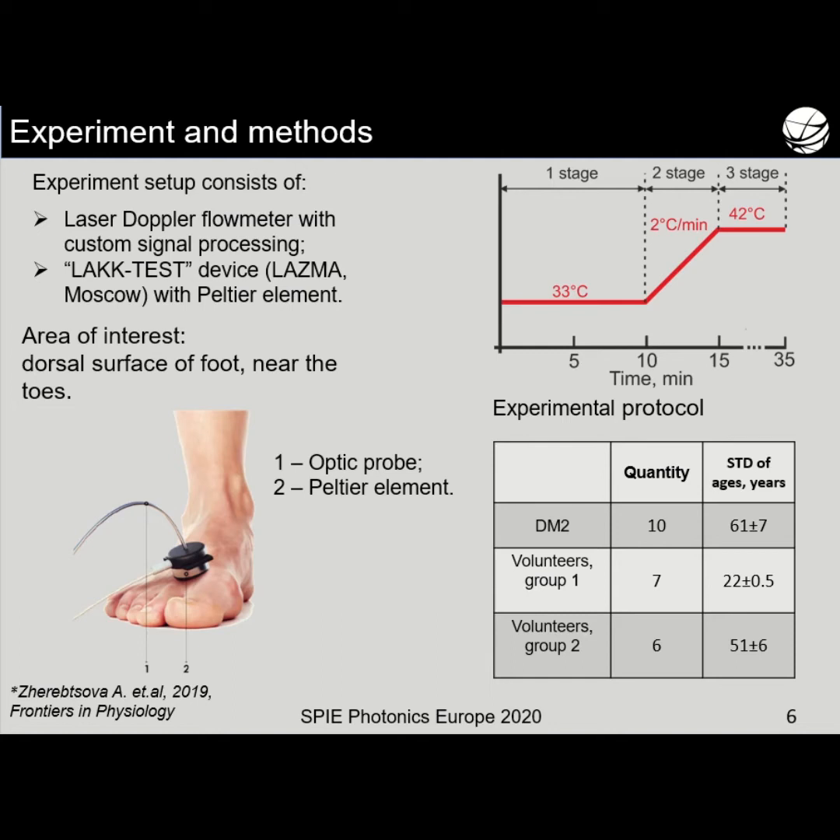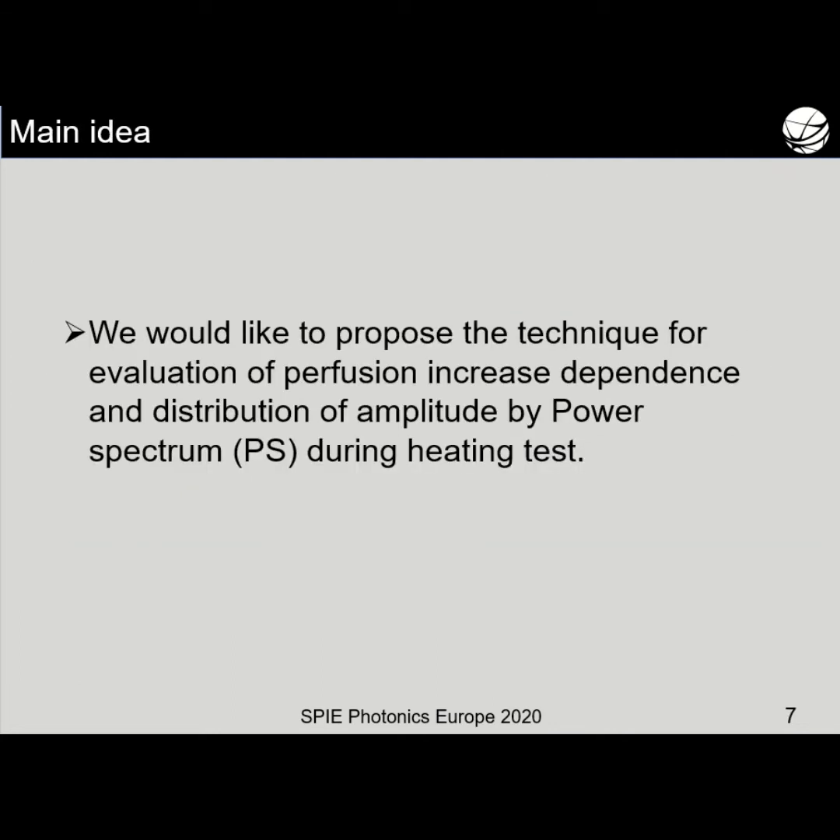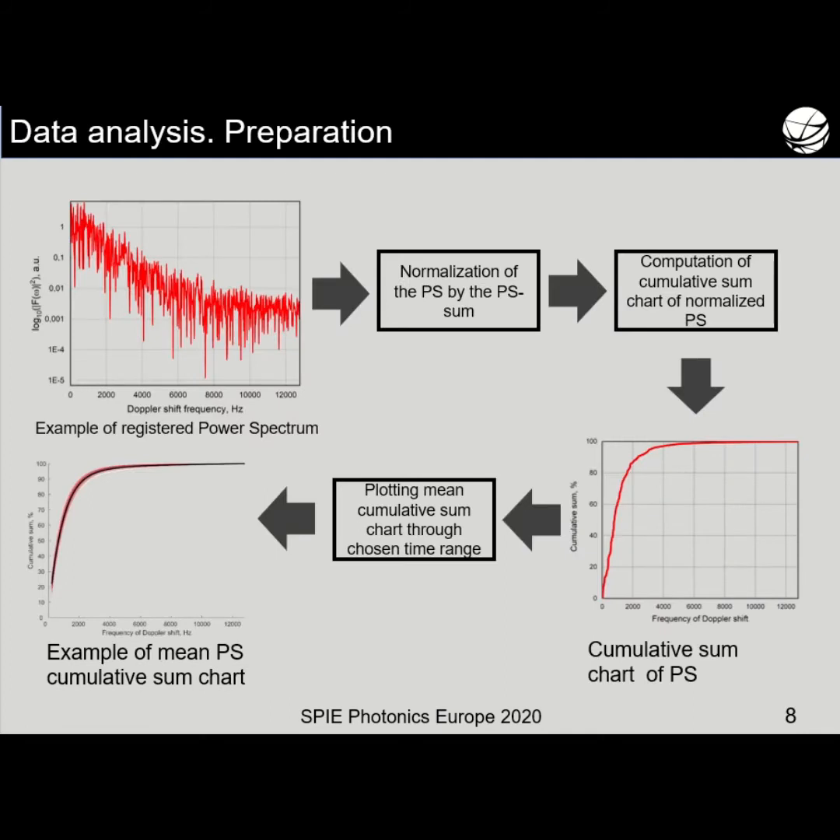Here is the table with the quantity of volunteers and patients with diabetes mellitus type 2 involved in this study. Thus, the main idea is to extend the well-known methods of blood perfusion analysis with evaluating the distribution of perfusion over the frequency of laser radiation Doppler broadening. Our idea allows us to evaluate changes in amplitude distribution by frequencies.